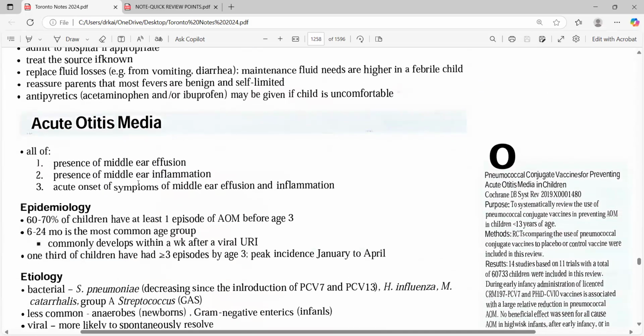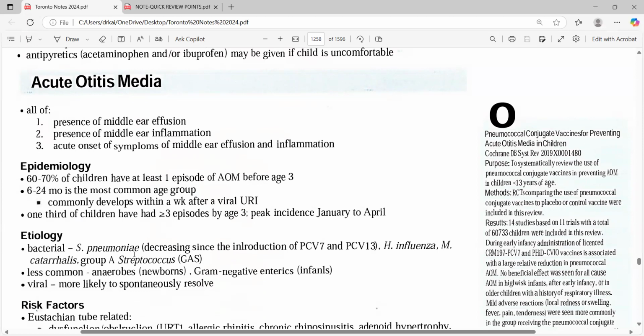Now comes the acute otitis media, one of the most famous and most important topics from pediatrics. If you have, I would say, 1 week left before the exam, at least do revision of this one. Then it's basically the bacteria are Streptococcus pneumoniae. That's one of the common. Then group A streptococcus, others are anaerobes and all that.